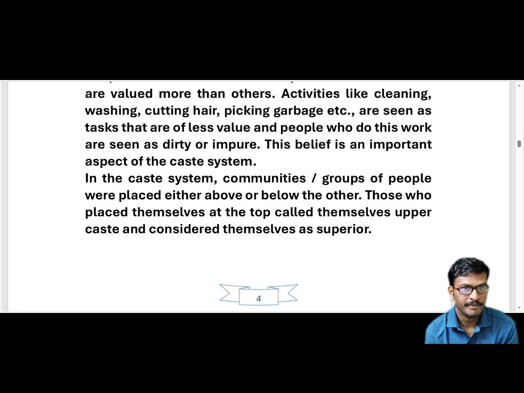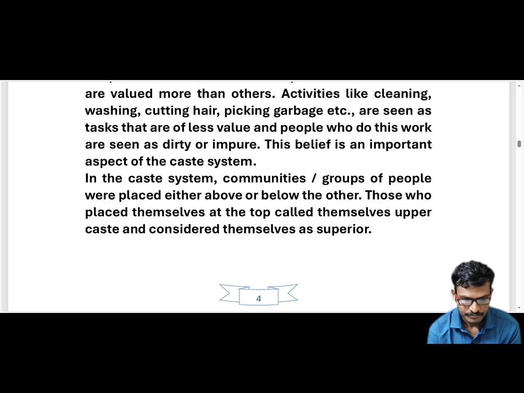They are treating them as impure or of less value, doing work like collecting garbage, hair cutting, washing clothes, etc. So these people are treated as untouchables. Caste rules were set which did not allow the so-called untouchables to take on work other than what they were meant to. They have to perform their assigned duty, and besides that work, they should not be allowed any other. These are strict rules.